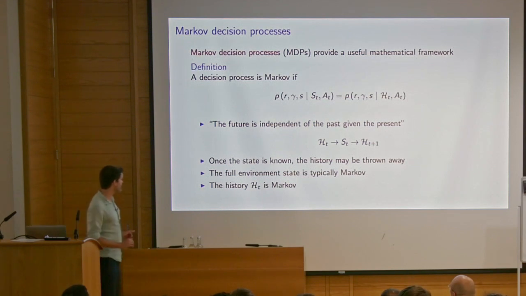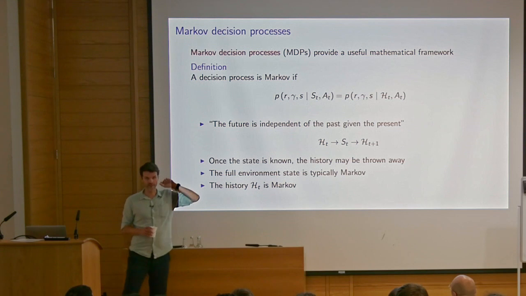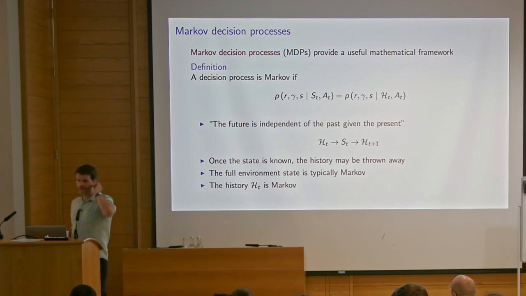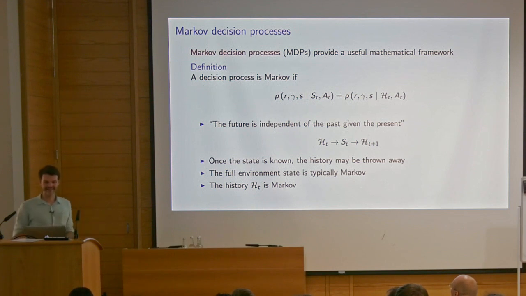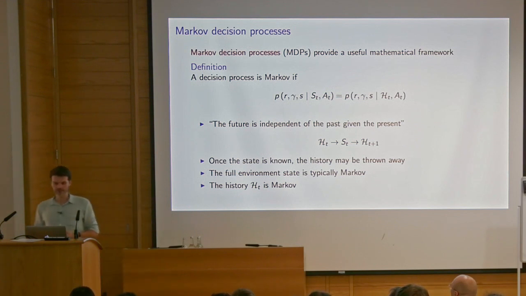Markov decision processes, in general form, are a very useful mathematical framework, and are used a lot within reinforcement learning. A decision process is Markov if conditioning on the full history, as we see on the right-hand side of that equation, will give you the same probability of a reward, potentially discount, and a next state, as if you'd only conditioned on the current state. What does this mean? It basically means that the future is independent of the past, given the present, where the present is your current state.